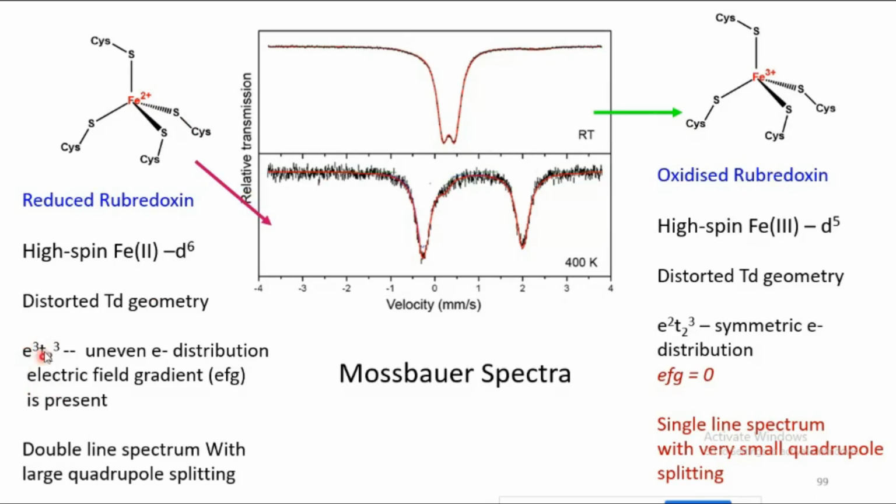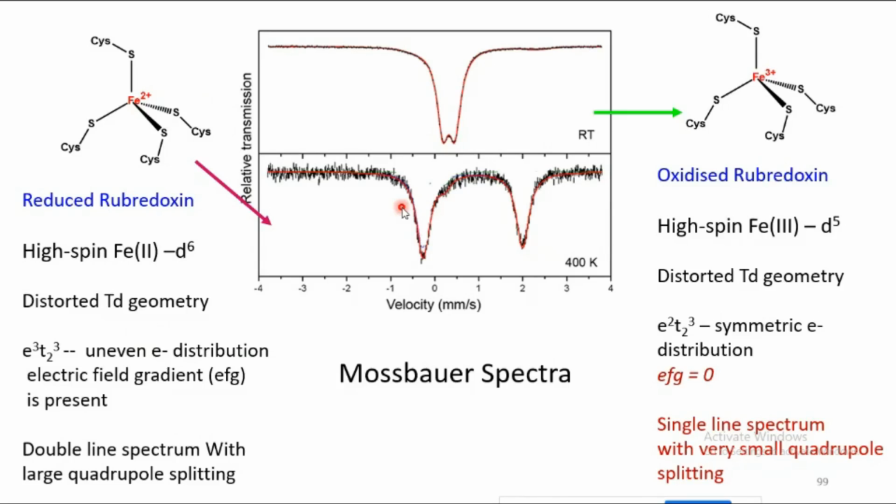There is uneven distribution in the e level. So the asymmetric electronic distribution will create an electric field gradient. Definitely that will split the upper nuclear level into two components, due to which two transitions are possible, and it will produce a two line spectrum.